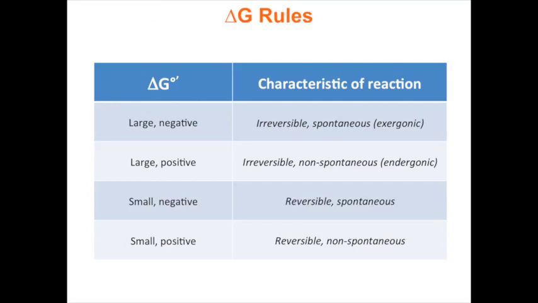So a quick summary of the rules that we have: large positive and large negative delta G's are irreversible. Negative likes to move forward spontaneously. Positive is non-spontaneous. It won't move forward on its own. In fact, it would like to move in reverse. Small delta G's are reversible. Small negative delta G's will tend to move forward. Small positive delta G's will tend to move away from the creation of products, but it can easily be pushed in the direction of products by accumulating substrates for that reaction.